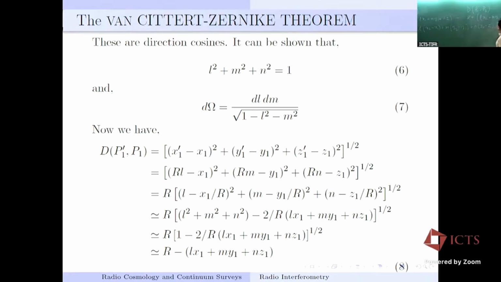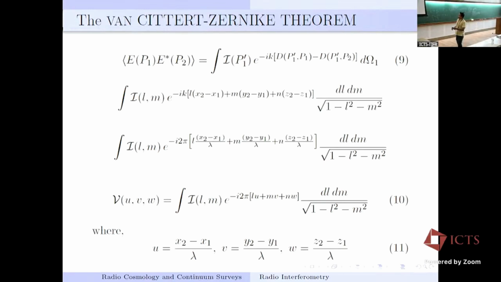So this is basically d of P1 prime and P1, that is antenna 1, minus d of P1 prime and P2, that is antenna 2. So this is effectively the path difference between those rays, right? I am subtracting these two, so the extra path difference will appear in the phase term: L into x2 minus x1, M into y2 minus y1, N into z2 minus z1.